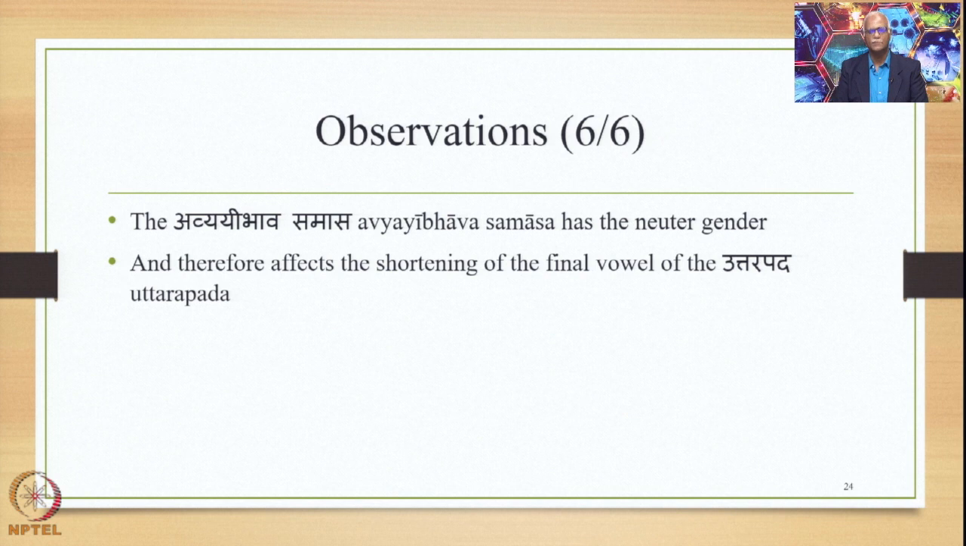It is also important to note that the avyayibhava samasa has the neuter gender stated by the sutra avyayibhavascha, which appears in 2.4.18. And because of this fact, the shortening of the final vowel of the uttarapada happens. Like for example, adhistri. Adhistri is an avyayibhava samasa, and because it is a napumsaka linga samasa, raspo napumsake pratipadikasya applies, and then the long e in stri is shortened and we get the samasa adhistri.